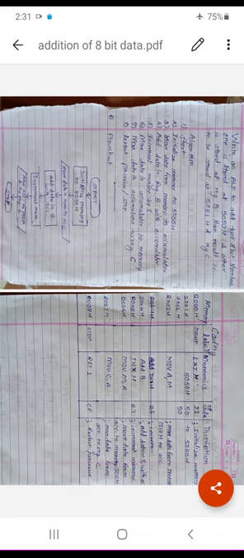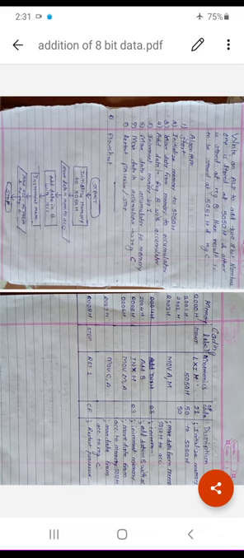some examples. Today's example is to write an ALP. ALP means assembly language program, to add two 8-bit numbers. One is stored at 5050 hex and the other is stored in register B, and then after addition the result will be stored in 5051 hex and in register C.